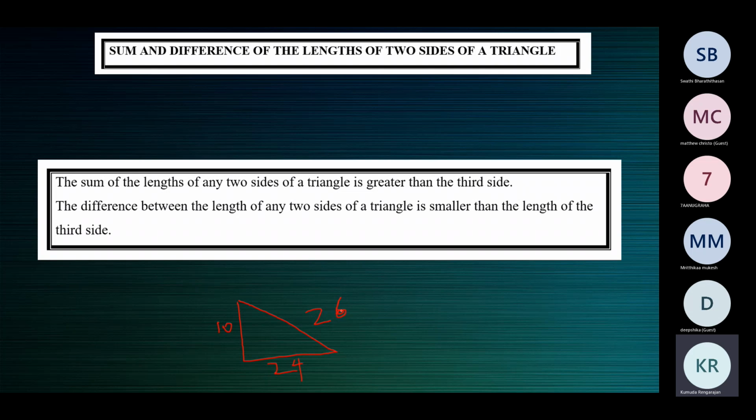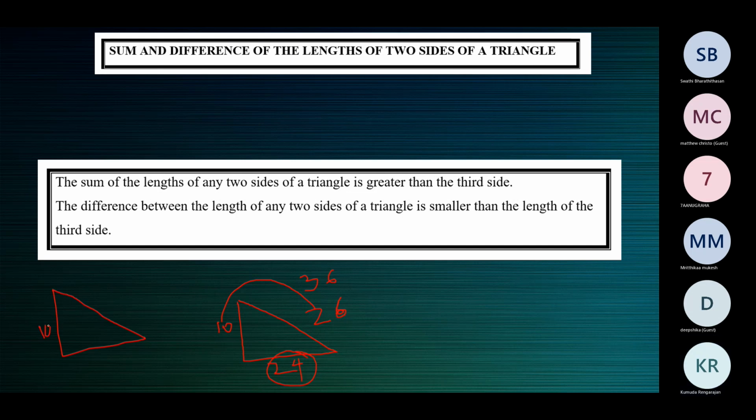We are taking the length of any two sides of the triangle, say this side which measures 10 centimeters and this side which measures 26 centimeters. The sum is 36 centimeters. Now that answer, 36, is greater than the length of the other side, 24 centimeters. The sum of the lengths of any two sides will always be greater than the length of the third side. You can take any two sides.